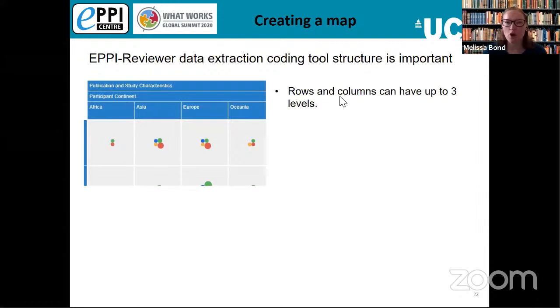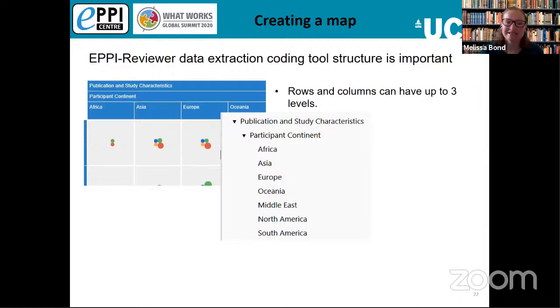In terms of rows and columns, you can have up to 3 levels within your data extraction coding tool in EPPI-Reviewer. So this is an example of what the map would look like with these 3 levels, and then how it would look itself in EPPI-Reviewer. So here you can see this is level 1, the top level, and this would be a non-selectable code within EPPI-Reviewer.